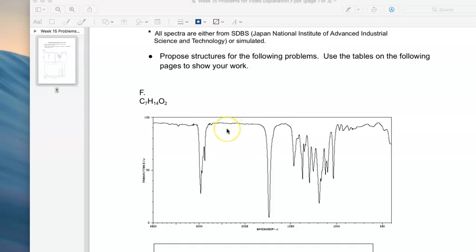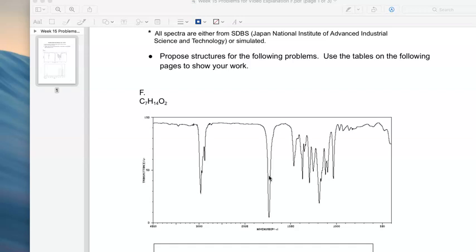Next, we'll take a look at the double bond region, which is located between roughly 2000 to 1500. We have one long peak, which is right here at roughly 1730. This most likely indicates a carbon double bonded to an oxygen.